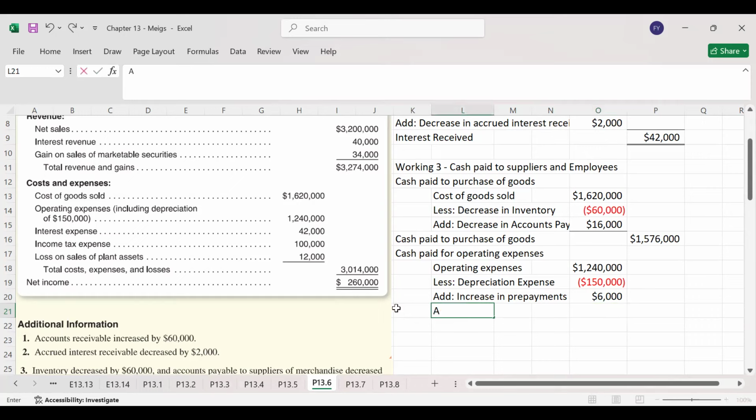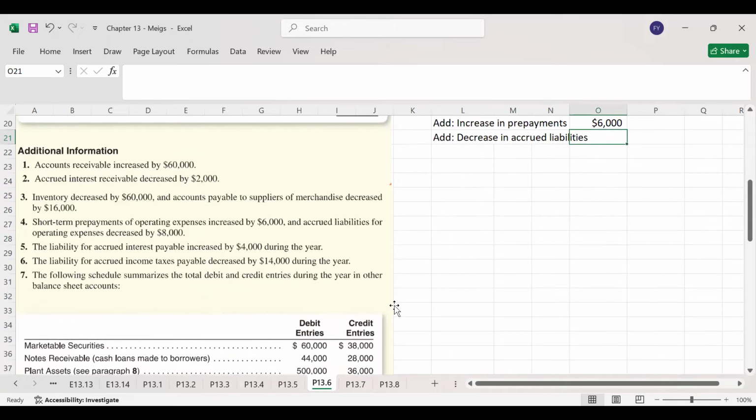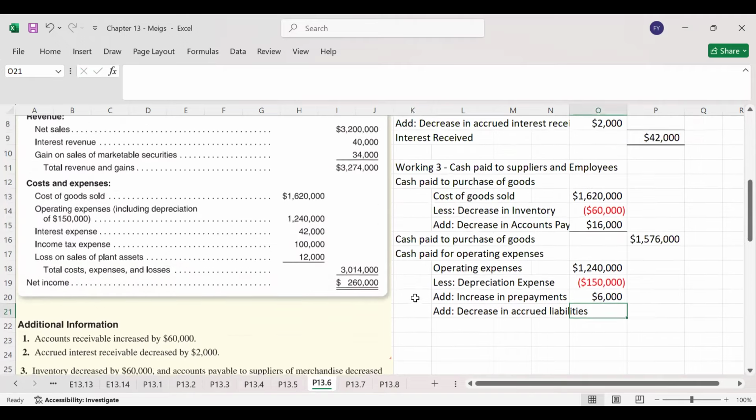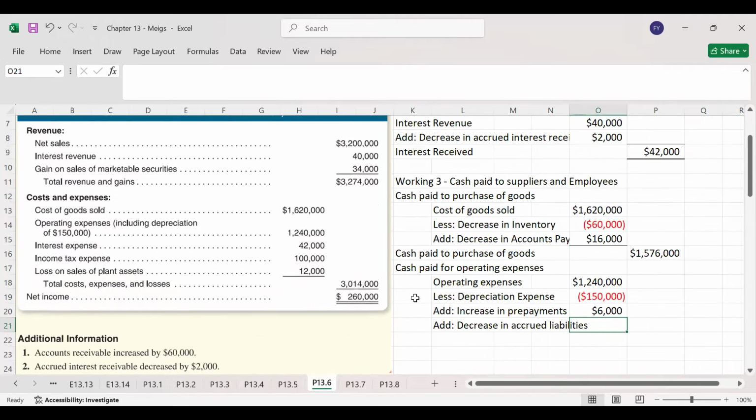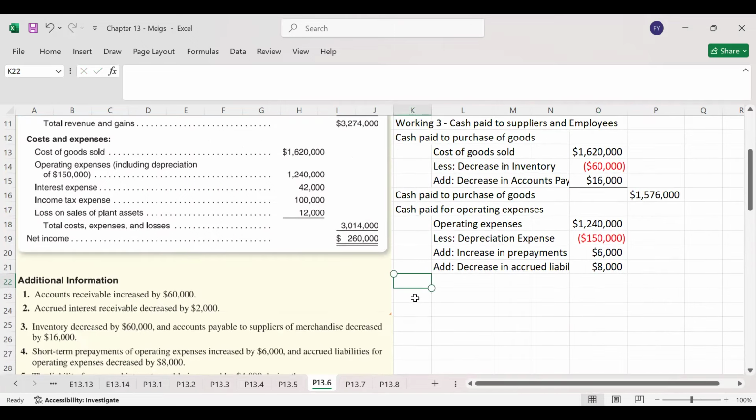we are going to add any decrease in accrued liabilities, and these liabilities belong to the operating expenses. That's why we are adjusting it, and the amount is, you can check, 8,000. Now we can calculate total cash paid for operating expenses.